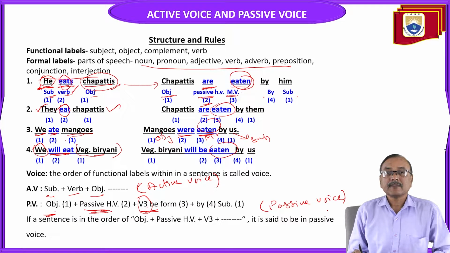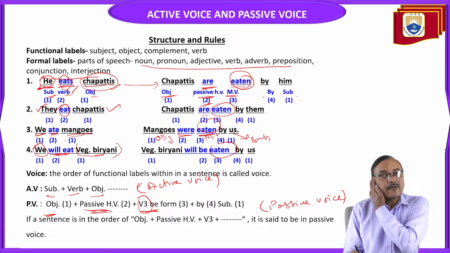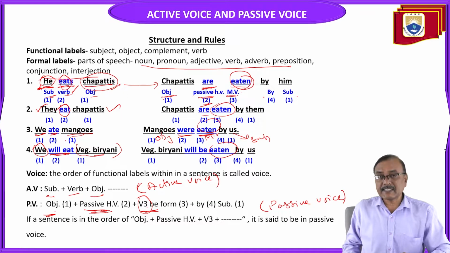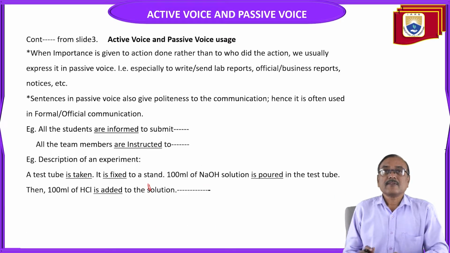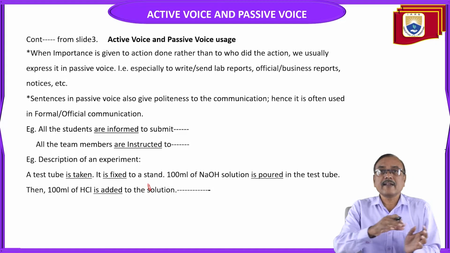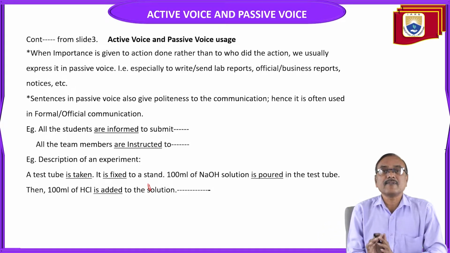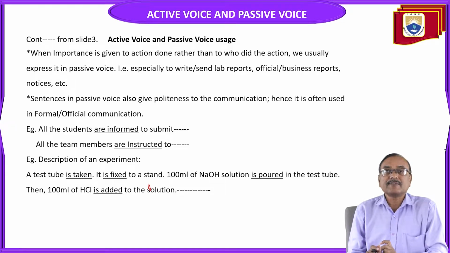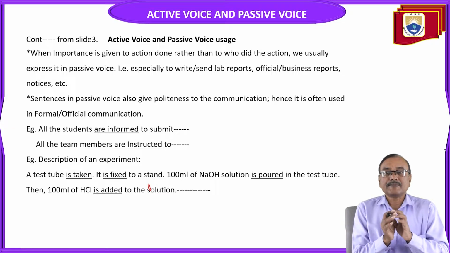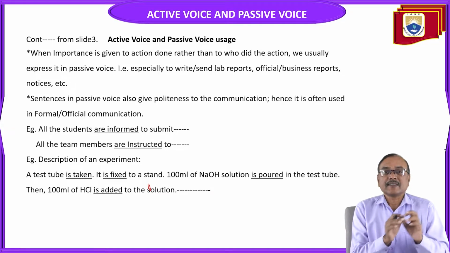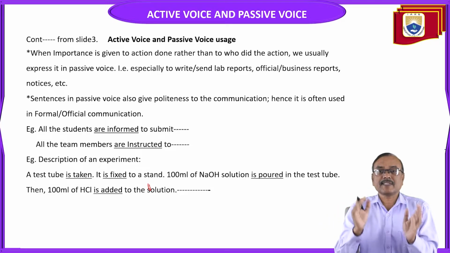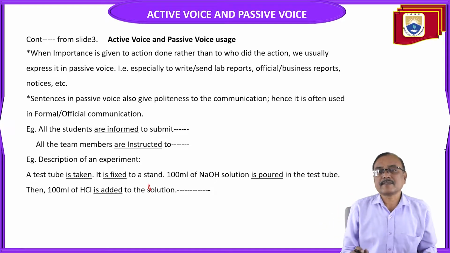So, now let us define voice. What is voice? The order of functional labels within a sentence is called voice. That is, the order of subject, object, verb or complement. That order of functional labels within a sentence is called voice.